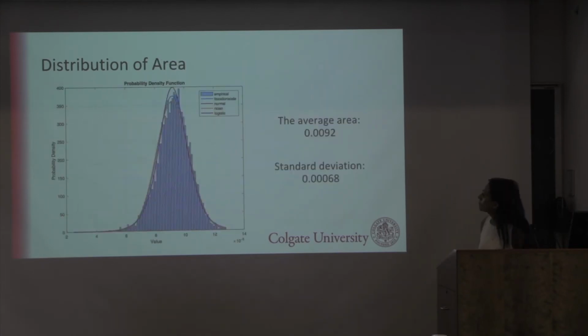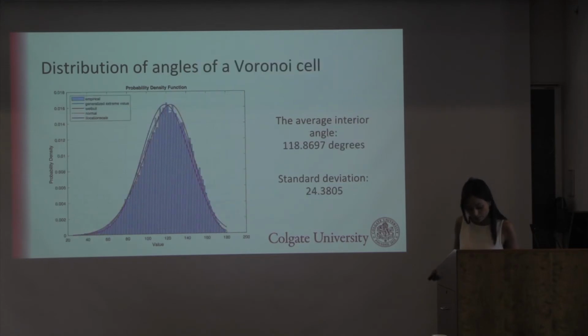The next question we looked at was the distribution of area. Since we did not optimize based on area, we have a much wider distribution here. The average area is 0.0092 for each individual inner cell, with a standard deviation of 0.00068. And the last geometry question we really looked at was concerning the distribution of angles within a Voronoi cell.